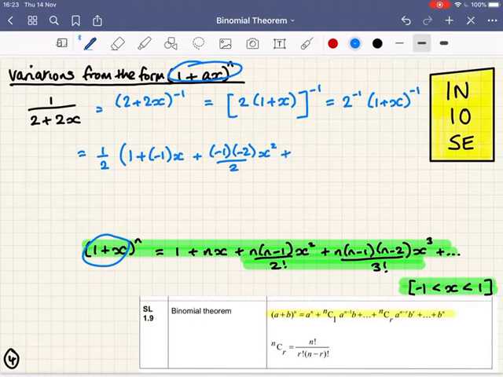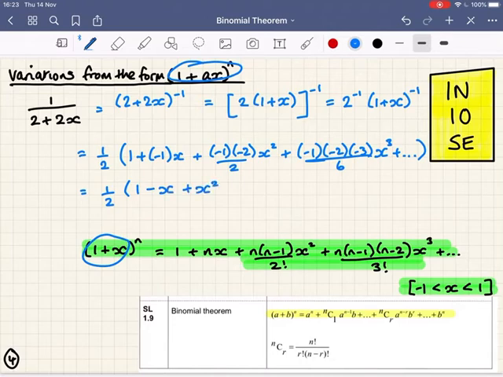And then it's going to be minus 1 times minus 2 times minus 3 over 6, 3 factorial, x cubed plus dot dot dot. And that is equal to a half in brackets 1 minus x plus x squared minus x cubed. Everything cancels here. 1 times 2 times 3 is the same as 6. And then it'll be a plus and then dot dot dot. And I can leave my result like that with a half outside the brackets.